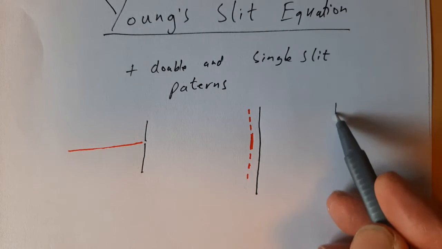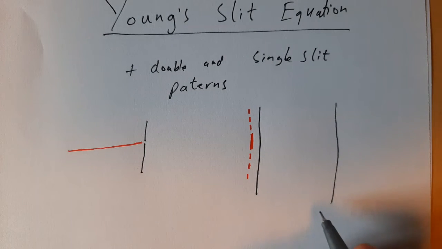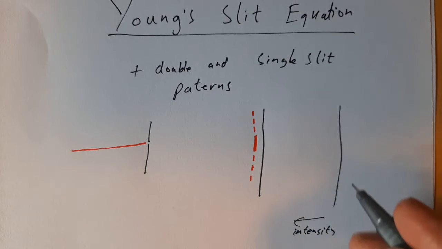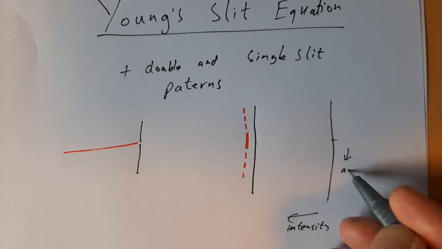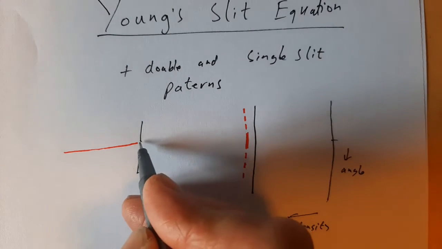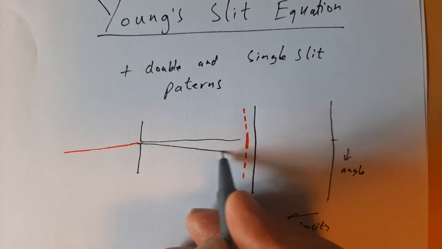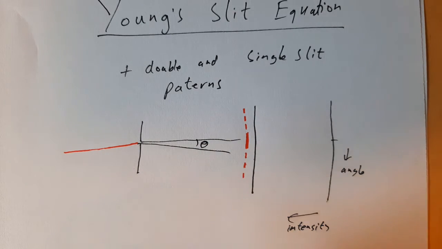Another way that we can very usefully represent this pattern is via a graph of intensity going in this direction versus angle. So that's the angle measured like that. We're going to be making a lot of use of that angle.